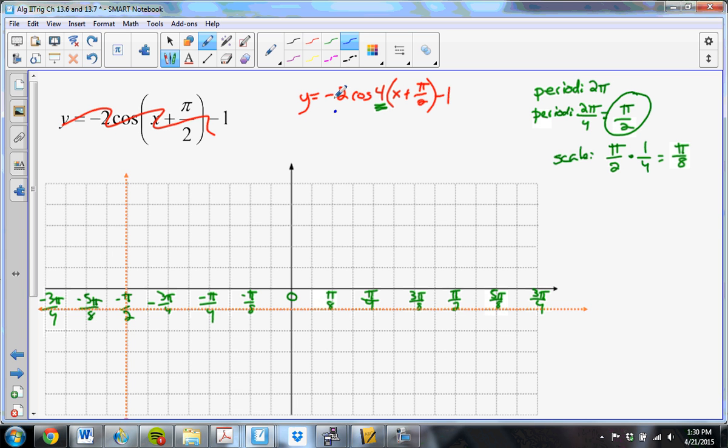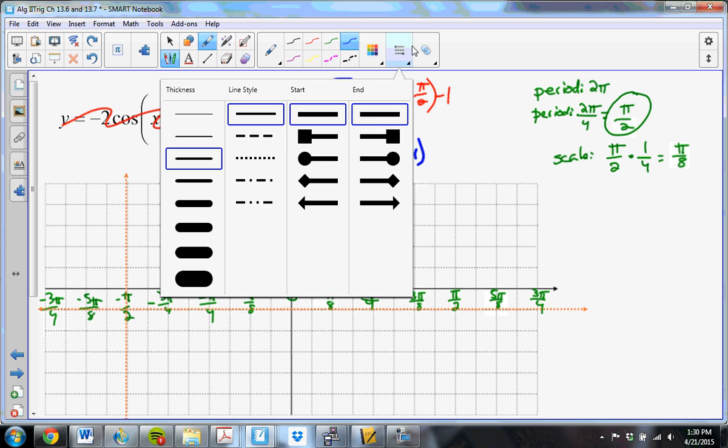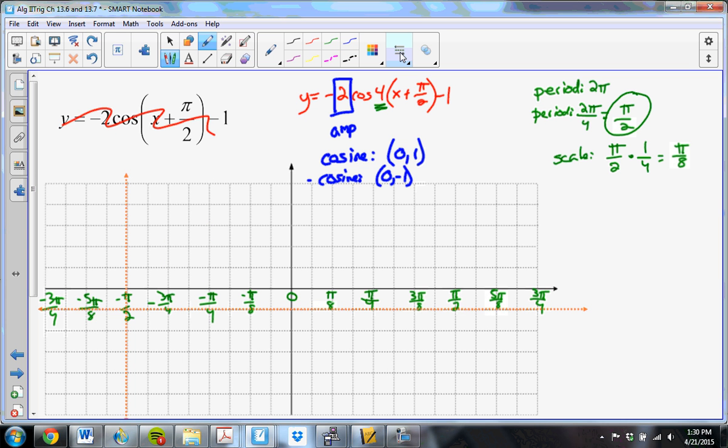All that I have to worry about is the amplitude and the fact that, no, I'm sorry, this is a cosine graph, so we reflect it. Cosine is usually high. Cosine is usually at the point 0, 1. But because it's negative, it's going to start at 0, negative 1. Basically, instead of starting high, cosine is going to start low, and it's going to start low by an amplitude of 2. So I start down 2. Usually cosine would start up at positive 2, but it doesn't. It goes down 2.